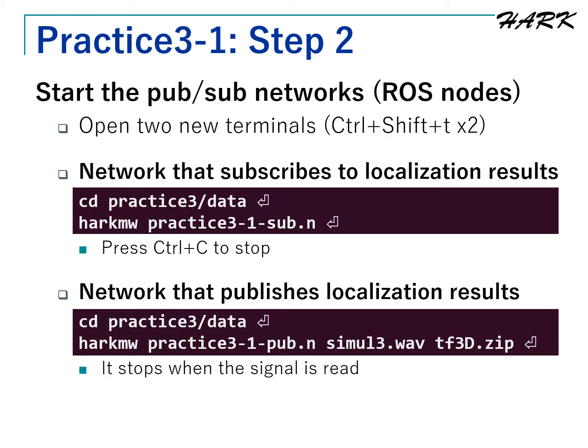The next step is starting the publish and subscribe networks as ROS nodes. Open two new terminals. It's convenient to press Ctrl-Shift-T twice to open them in tabs. In the first new terminal, start the network that subscribes to localization results. In the other terminal, start the network that publishes localization results. Please add two arguments, audio file and transfer function.